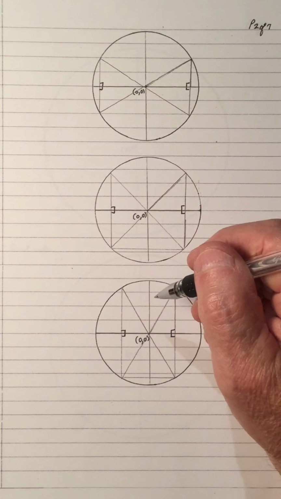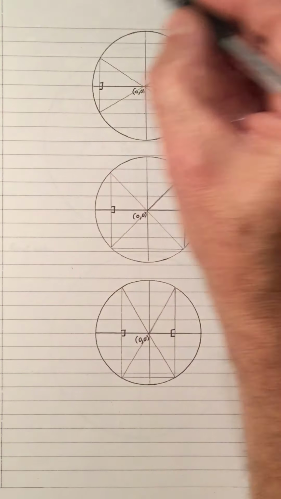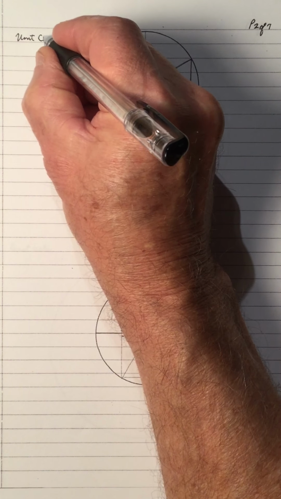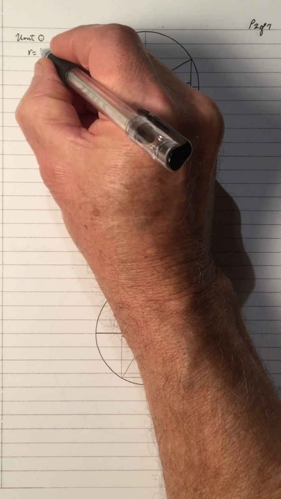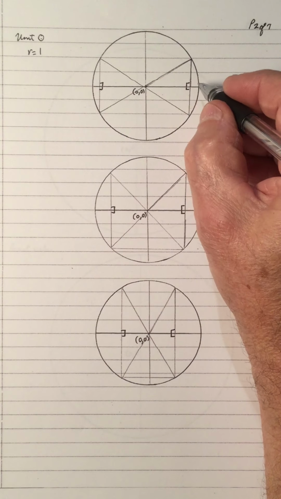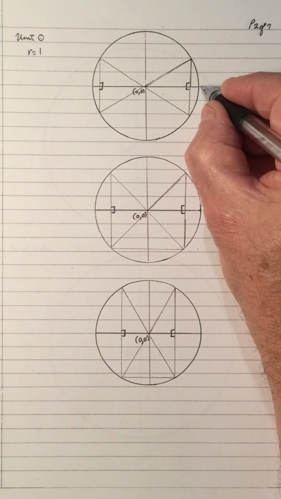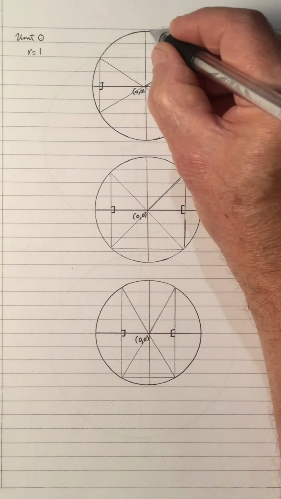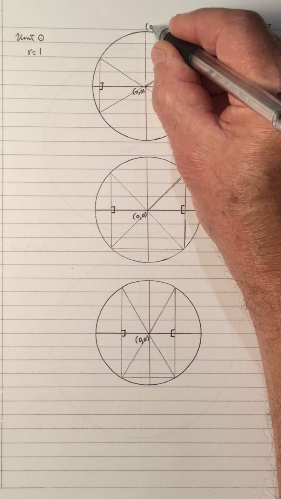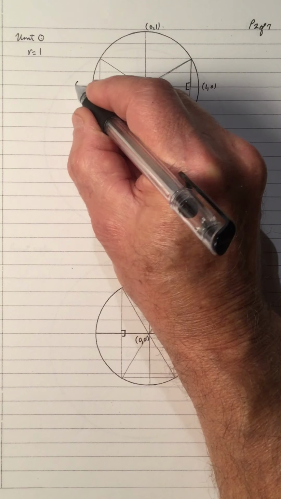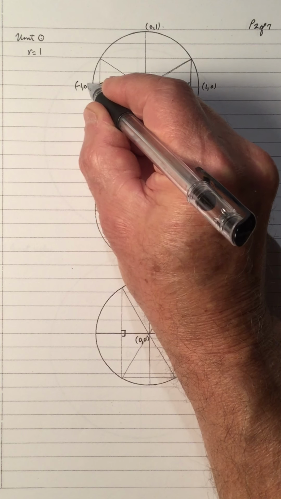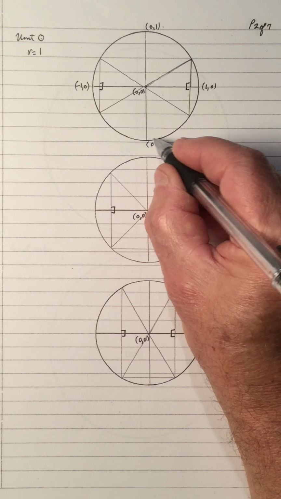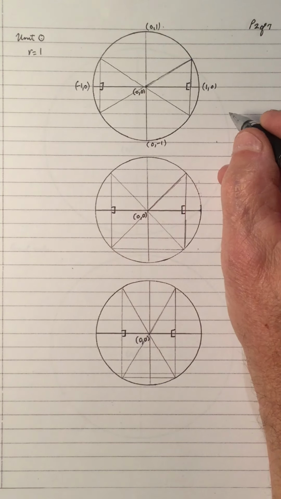We have 3 circles here, and each of these circles is what I call a unit circle. And the radius of a unit circle, unit means 1, so the radius is 1. That means that this point here, x is 1, y is 0. This point here, x is 0, y is 1. This point here, x is negative 1, y is 0. And this one, x is 0 right here, and y is negative 1.